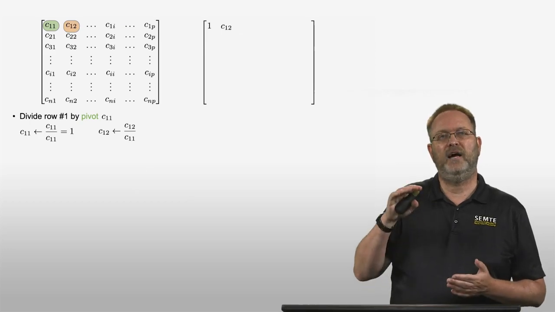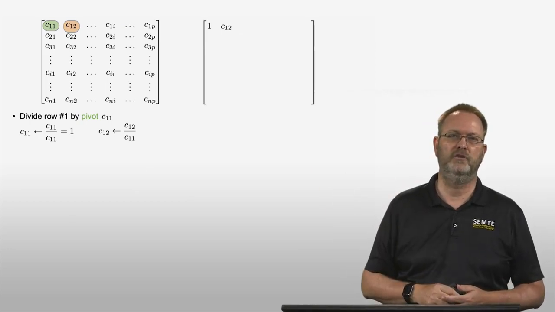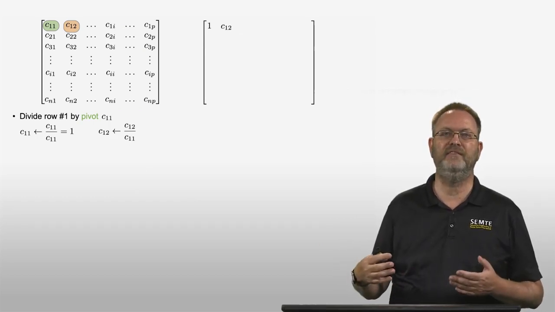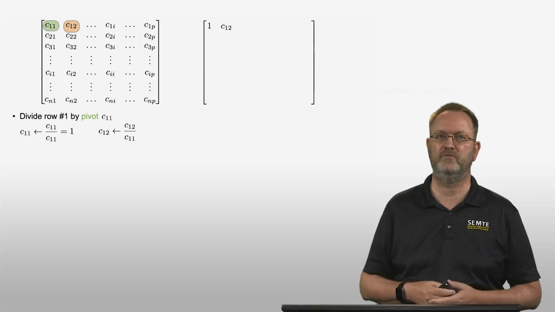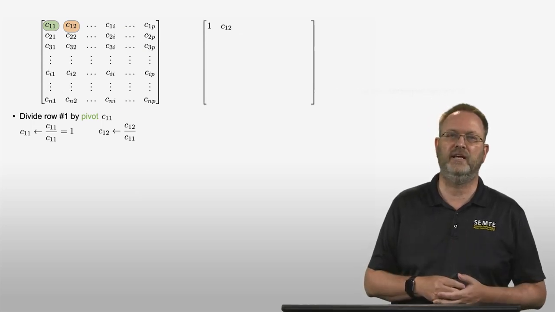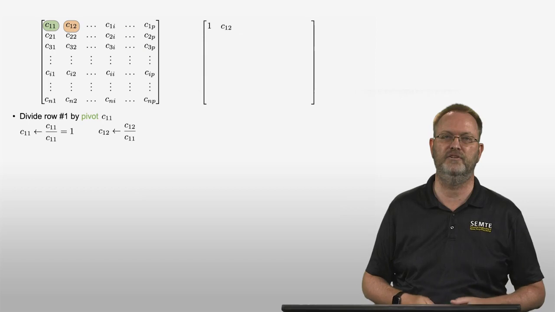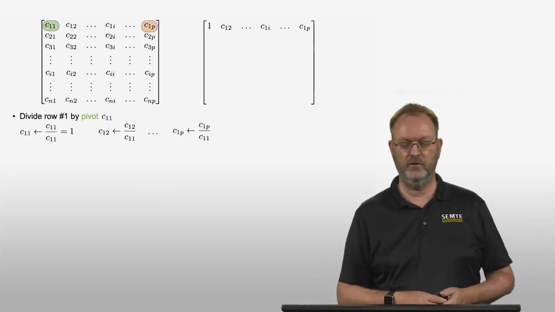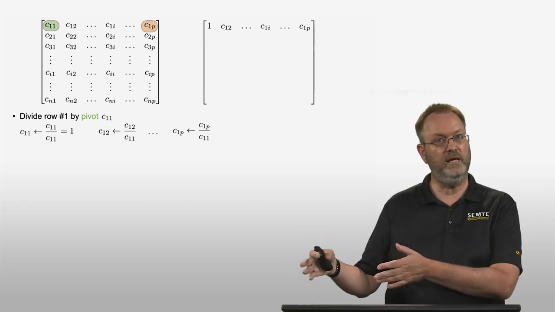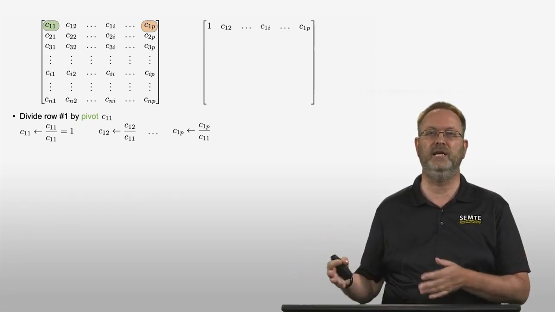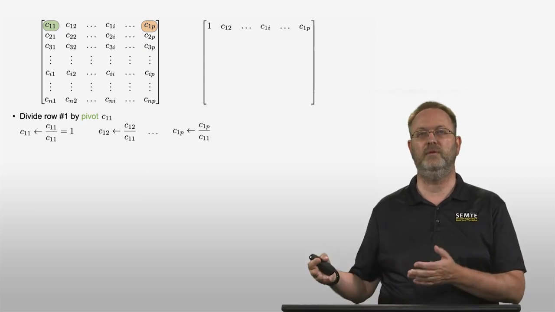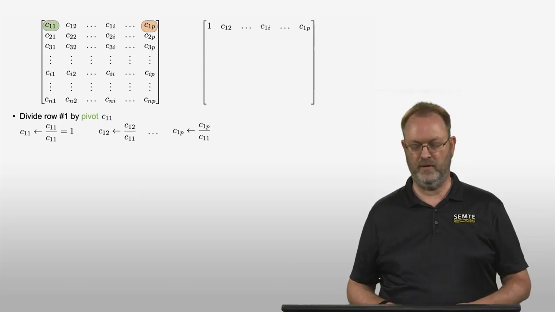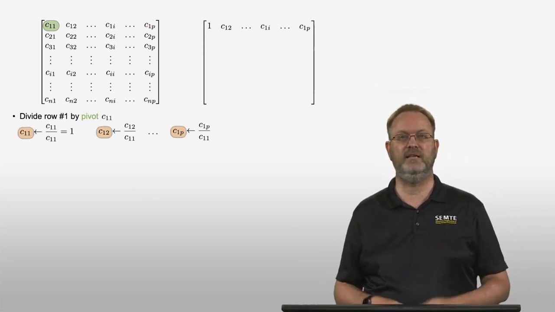But I'm going to do this for every entry in this first row. So the next column over, my entry C12 will be divided by this value C11 as well, and the result will be stored in the same storage location C12. And I'm going to do this for every single entry in this row up to the last column p, where this value of C1p will be overwritten by C1p divided by the original value in the pivot position C11. Okay, so let's translate this into code.